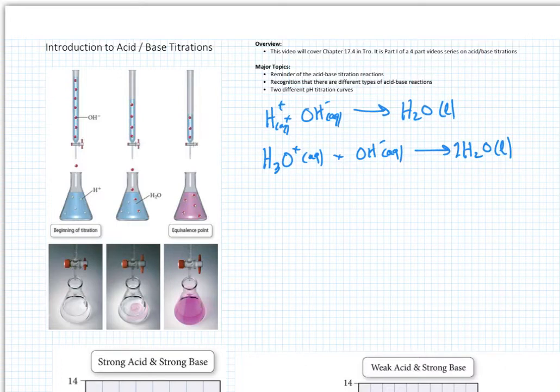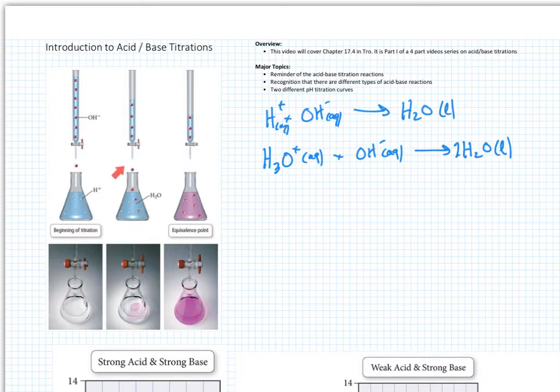You've done a bunch of these before. Another thing you might want to note is I'm only drawing this arrow in one direction. This is a very, very favorable reaction in terms of K. The K lies heavily on this side of the equation. So H3O+ and OH- yield water molecules. It's not an equilibrium reaction per se.